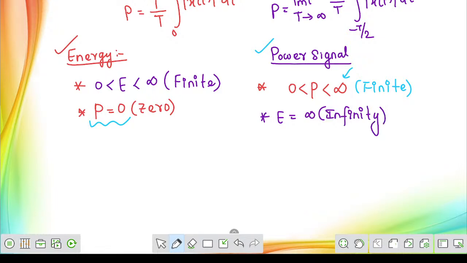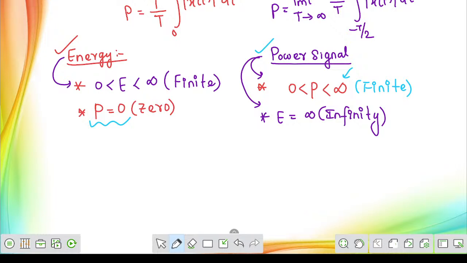So what we understand here, just remember one thing first. For an energy signal, energy will be finite. In case of a power signal, power will be finite. If a powerful signal is given to you, then its energy will be infinity. You cannot control it. Its energy cannot be controlled. It will be infinity. Remember like this.